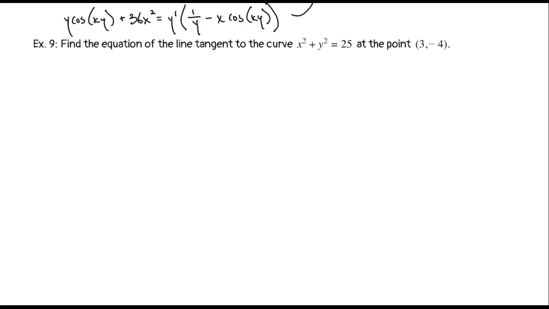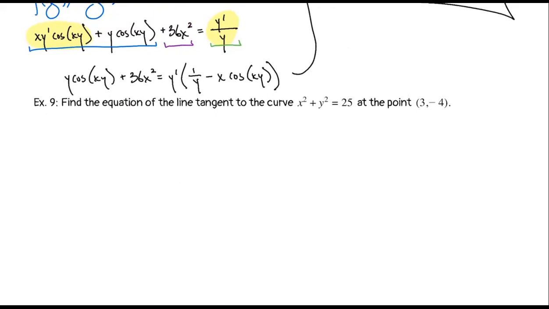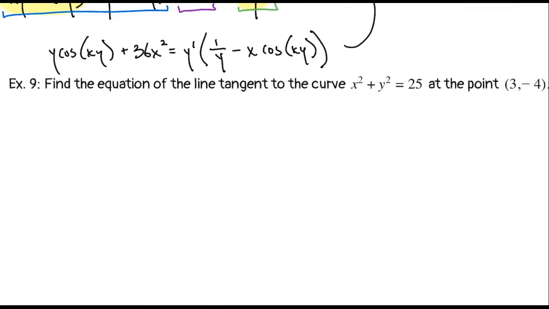Now, one of the things I noticed on the quiz was that some of us didn't know how to write our final answer. We found some information, like taking a derivative, but then we didn't do much else with that. As a reminder, when we want to find the equation of a tangent line, we want to think y minus y1 equals m times (x minus x1).